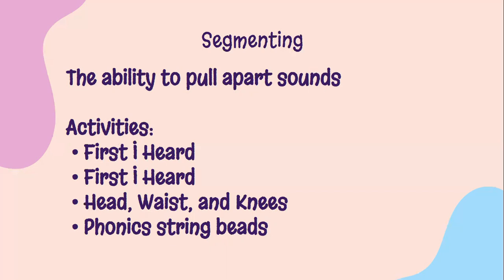Head, waist, and knees. This is an exciting game that you can also adopt to teach with your child. Head, shoulders, waist. Instead of doing hand chops or anything like that, the teacher or you, the adult, would give your child a word or sounds, and they would be able to put their hand on their head, their waist, and on their knees with every single sound until they get the word.